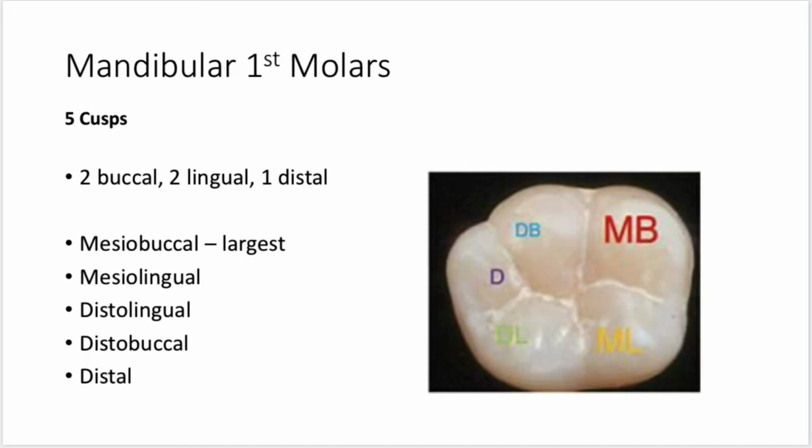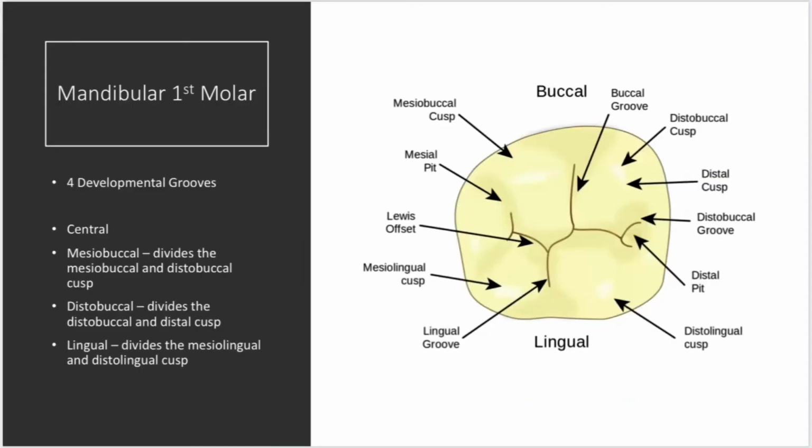There are 5 cusps on mandibular first molars: 2 buccal, 2 lingual, and 1 distal cusp. The mesial buccal is the largest cusp, and the mesial lingual, distal buccal, and distal follow. There are 4 developmental grooves on mandibular first molars: the central, mesial buccal, distal buccal, and lingual. The mesial buccal developmental groove divides the mesial buccal and distal buccal cusps. The distal buccal groove divides the distal buccal and distal cusps. And the lingual groove divides the mesial lingual and distal lingual cusps.